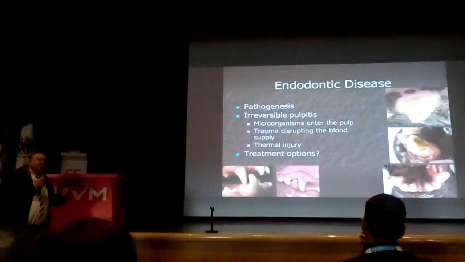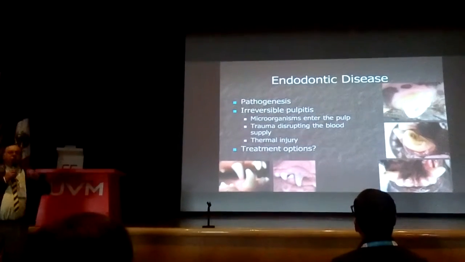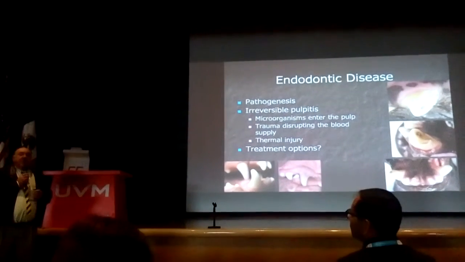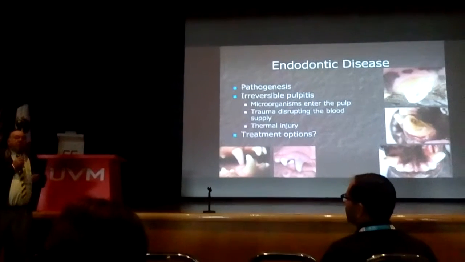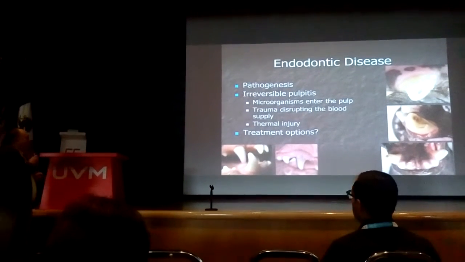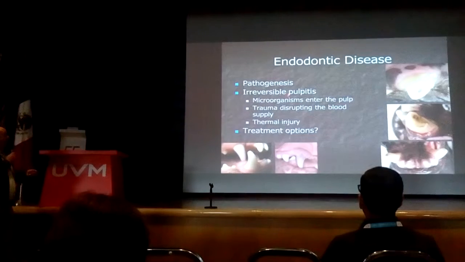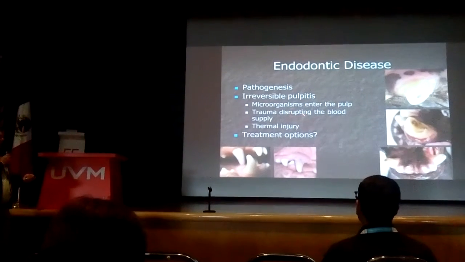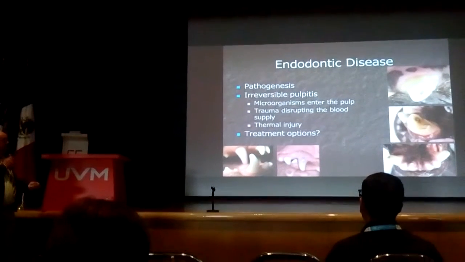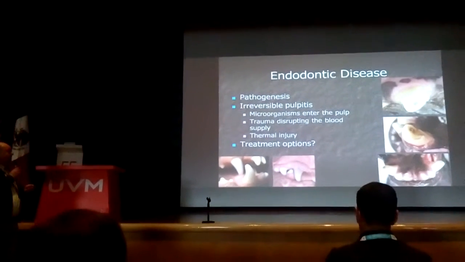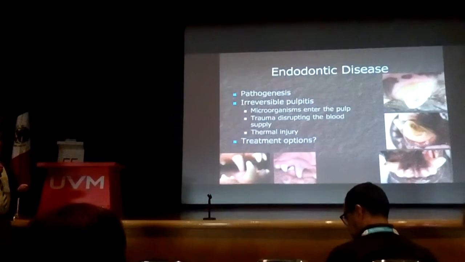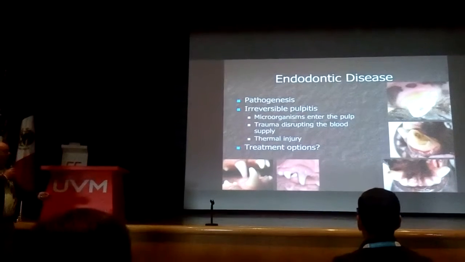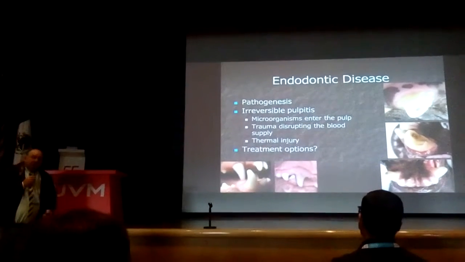And when you see these lesions, you have two treatment options, and only two. One is extraction, the other is root canal therapy. Okay? So the microorganisms gain entrance to the pulp, and trauma can disrupt the blood supply, such as these two here, which I've just explained in the previous slide. You can get thermal damage as well, and the same type of reaction happens as here, and I've explained the treatment options.